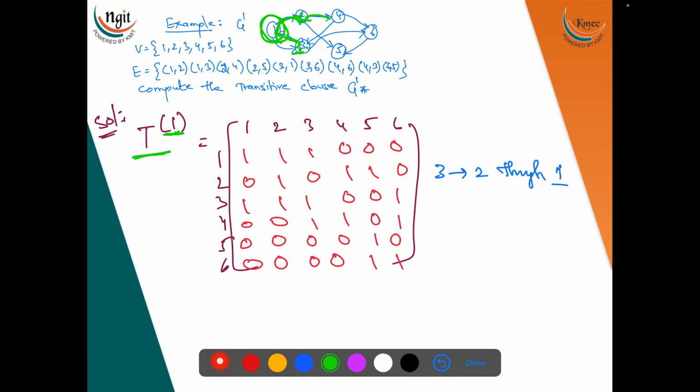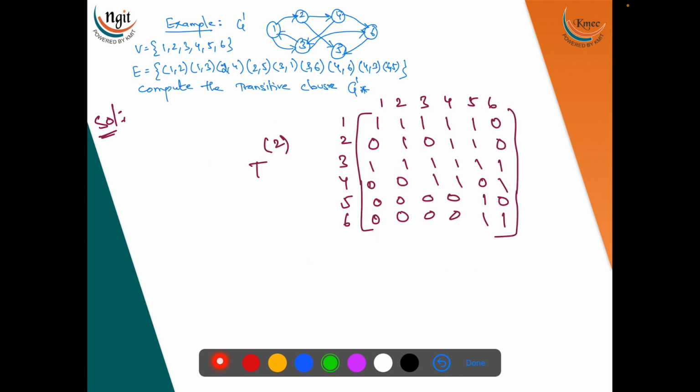Now, 1 to 1 it is reachable, 1 to 2 reachable, 1 to 3 reachable. I am just taking the same matrix of T0, including this 3 to 2 value which is 1 because it is reachable through 1. So all the remaining values are the same as your T0. Now I am updating T2.